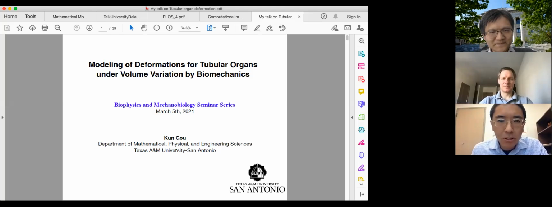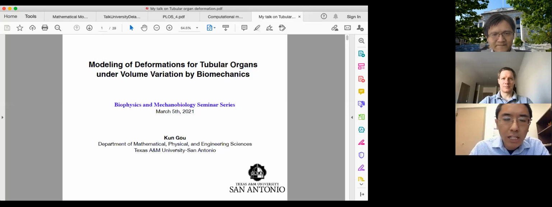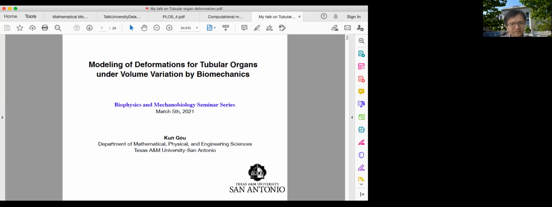So my talk is about the deformation for tubular organs. First, let's have a short review of the typical tubular organs in our body. As you know, there are so many tubular organs in our body. Some typical ones are the blood vessels, the lymph vessels, the intestine, the trachea, which is the airway, also the human cervix, the female reproductive organs, and so on.